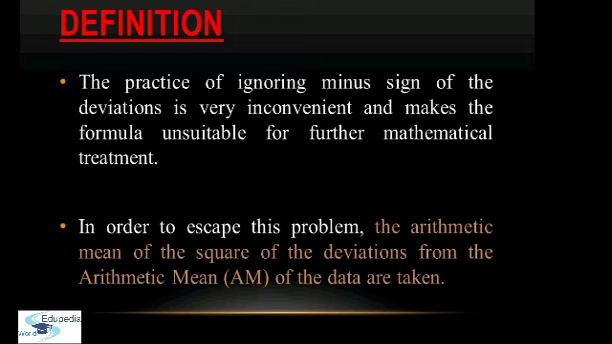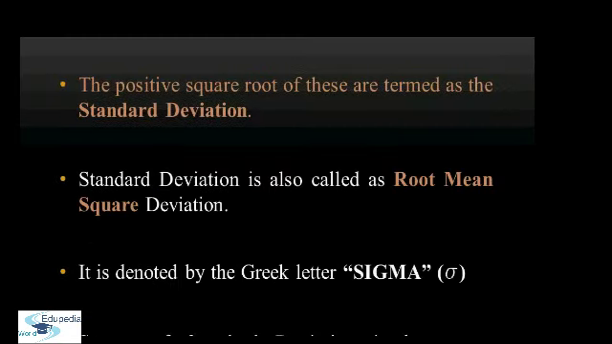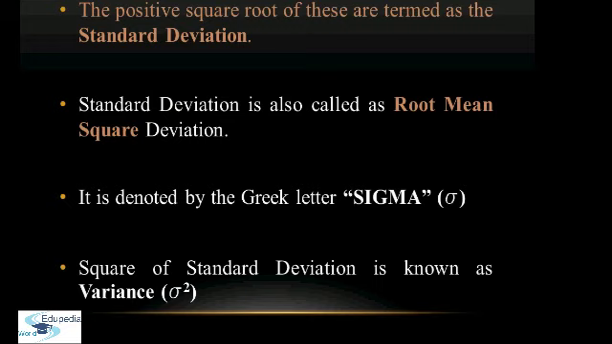Now the practice of ignoring the minus sign of the deviation is very inconvenient, and it makes the formula unsuitable for further mathematical treatment. In order to escape this problem, what we do now is that we take the arithmetic mean of the square of the deviations from the actual mean of the data, and the positive square root of this is simply termed the standard deviation.